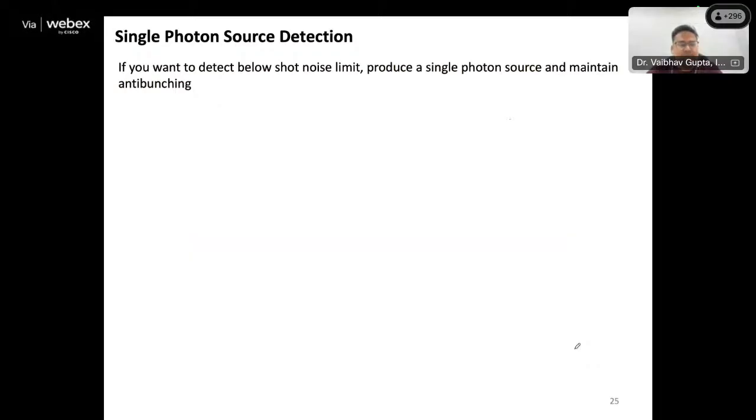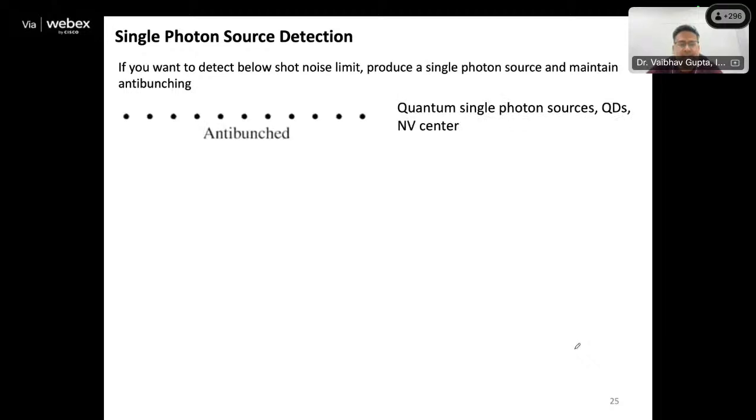So let me first explain the problem with this shot noise. So what is the problem? For example, this is what we know. This is the meaning of an anti-bunched system, or a light source, which is a single photon light source. It can be from any source, single photon or quantum dot.